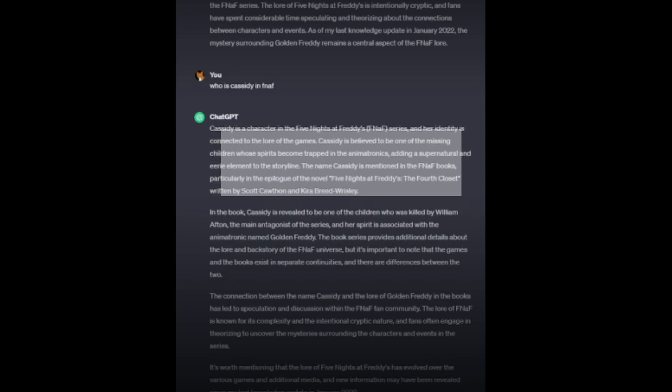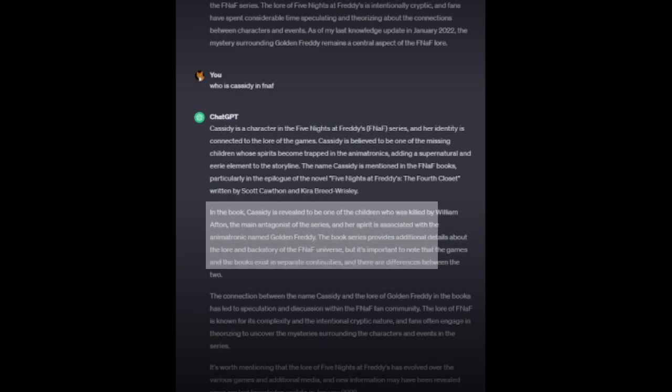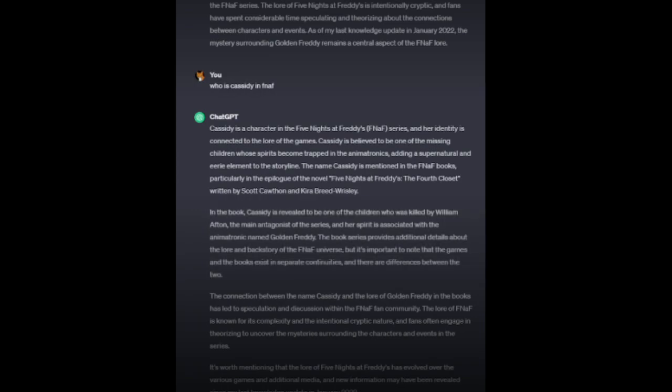Okay, we're doing pretty good here, ChatGPT. You're not messing things up here. In the book, Cassidy is revealed to be one of the children who was killed by William Afton, the main antagonist, and her spirit is associated with the animatronic named Golden Freddy. Okay, so ChatGPT knows that Cassidy is Golden Freddy.